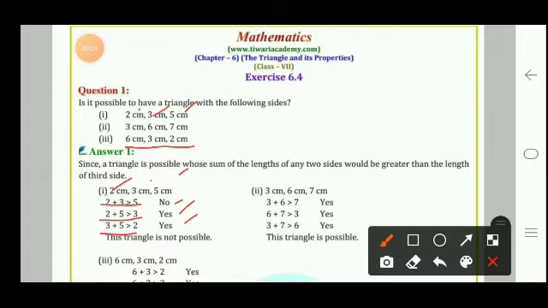Then the second part, we have 3, 6 and 7. 3 plus 6 is 9, 9 is greater than 7, yes. Then 6 plus 7 is 13, 13 is greater than 3, yes. Then 3 plus 7 is 10, 10 is greater than 6, yes. So a triangle is possible here.